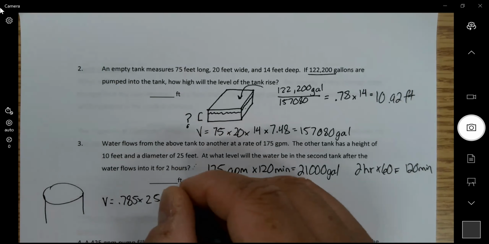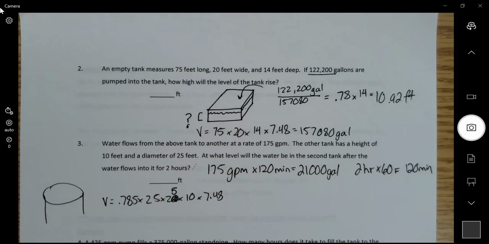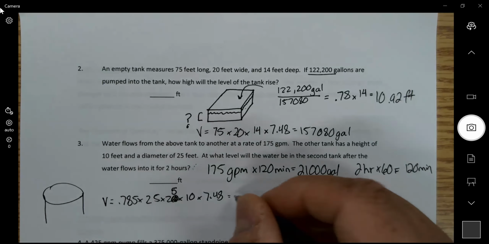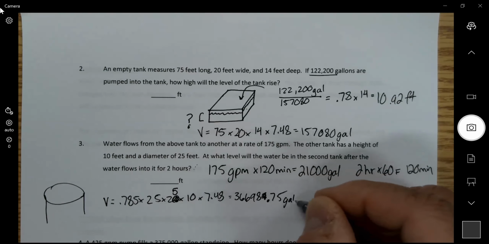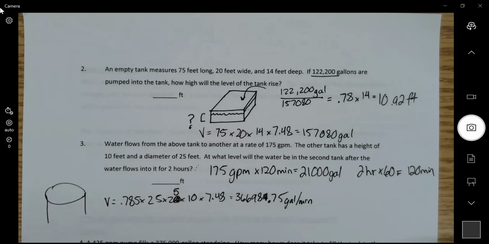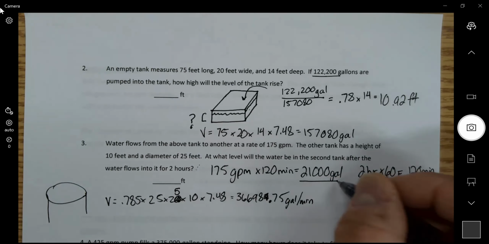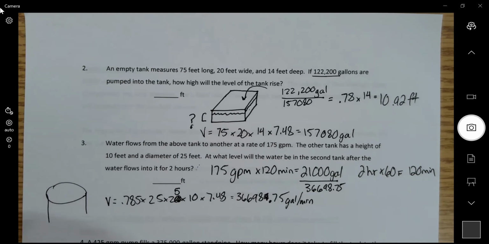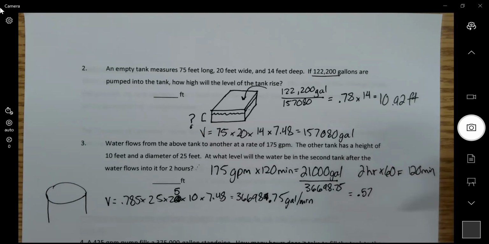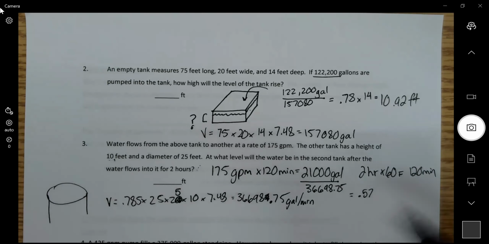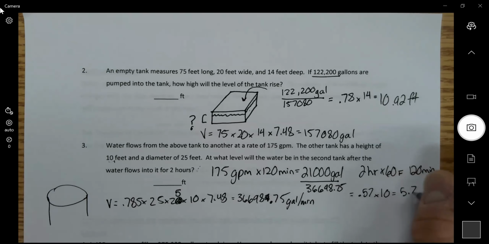Oh, this is 25, not 20. Times 10 times 7.48. It'll give you 36,698.75 gallons. So now that I know that, can I figure out what percent full it is? Absolutely. 21,000 divided by 36,698.75. I get 0.57, so that's 57% full. And that's 57% of the height, which is 10 feet, so it's 5.7 feet.